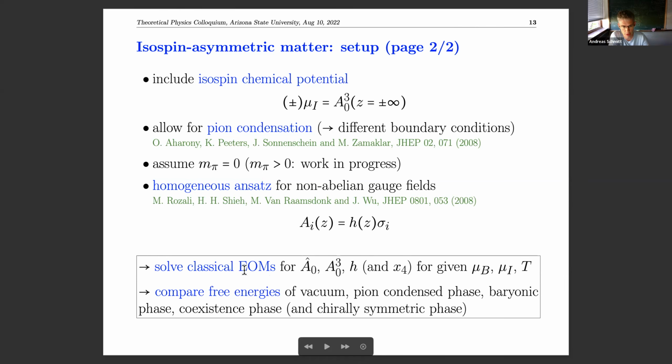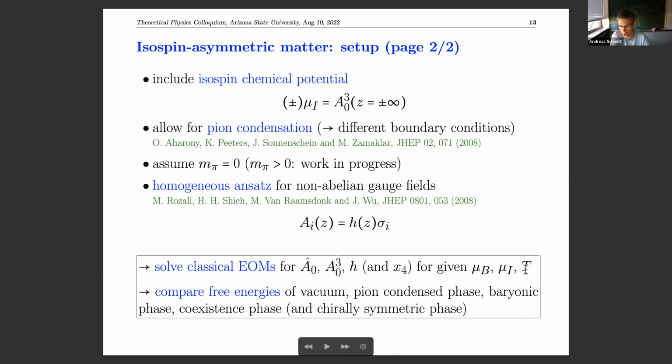Then, to mention technically what we are doing, we set up the equations of motion, the classical ones, right? As I said at the beginning, that's the AdS/CFT correspondence. We now only have to solve the classical equations of motion for the gauge fields. And we also look at the embedding function that's coupled to it, and we can do this for any mu B, mu I, T.